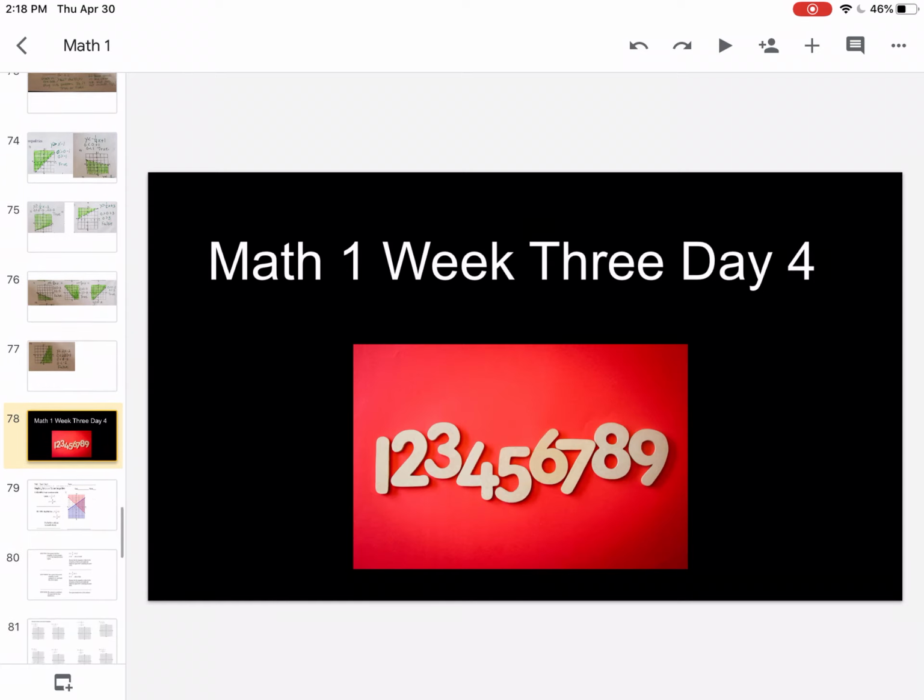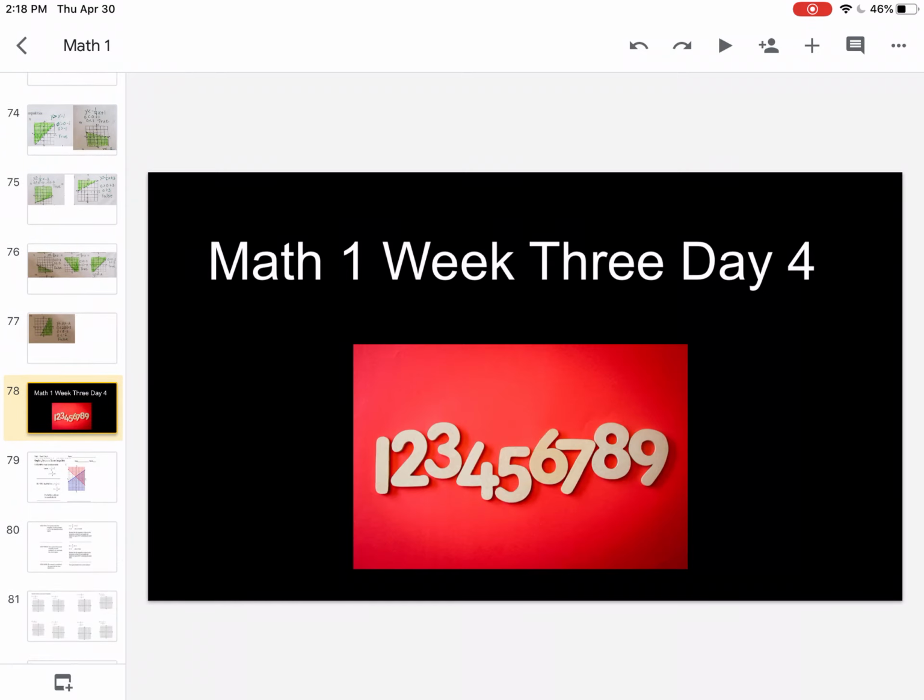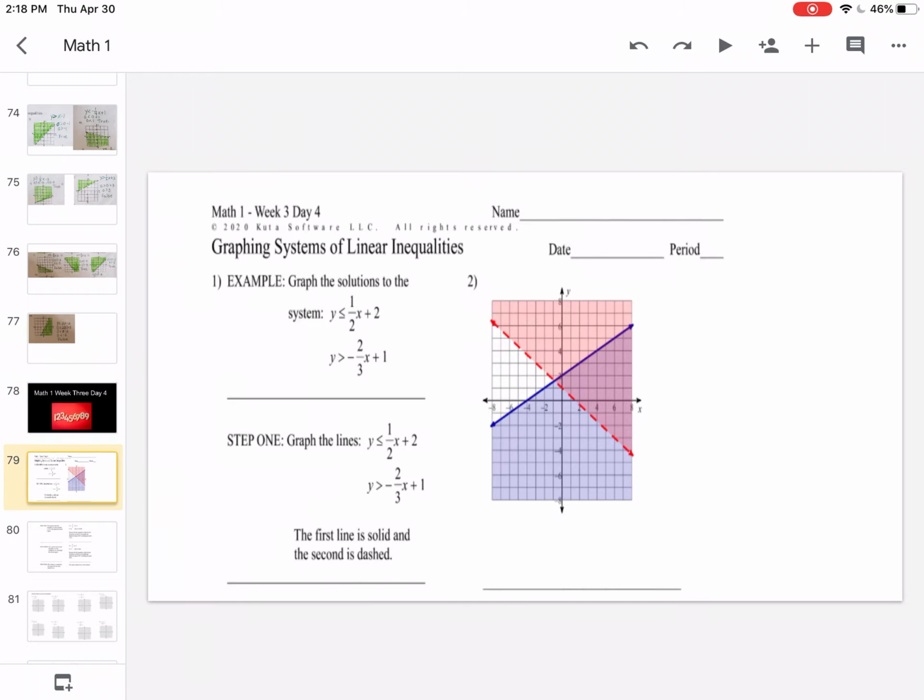Okay, so for day 4, it gets a little bit more challenging. I got pretty confused. Example, graph the solution to the system. y is less than or equal to 1/2 x plus 2, and also y is greater than negative 2/3 x plus 1. So you have two inequalities. It says step 1, graph the lines.